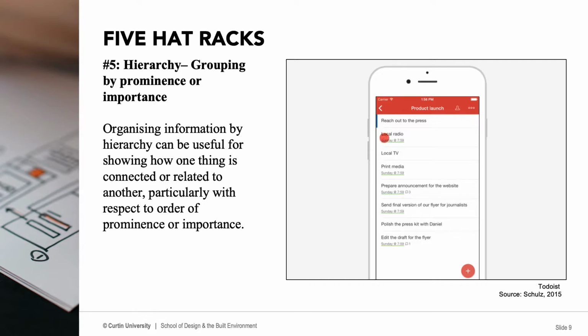Okay. Now, the final hat rack that we're going to cover is this notion of hierarchy, or grouping by prominence or importance. Organizing information by hierarchy can be really useful for showing how one thing is connected or related to another, especially if there's something like a particular order or prominence of importance.